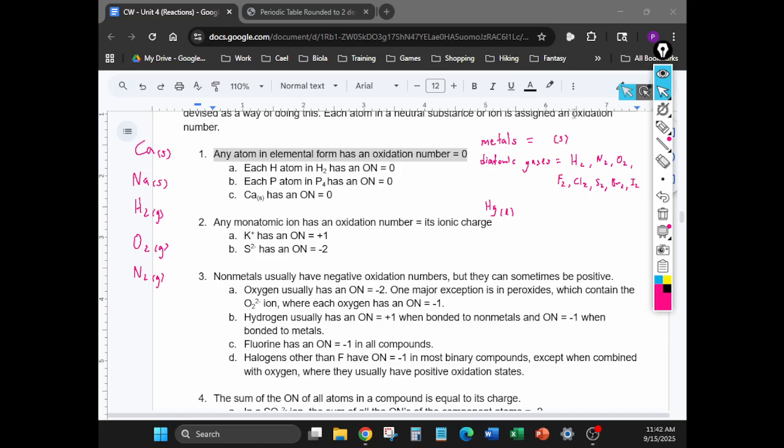A couple other special ones would be carbon. Carbon's elemental form is when it's a solid. That's not a metal, but carbon's pretty common. I'd say these are the important ones to know about their elemental forms. All right, so that's the first rule.